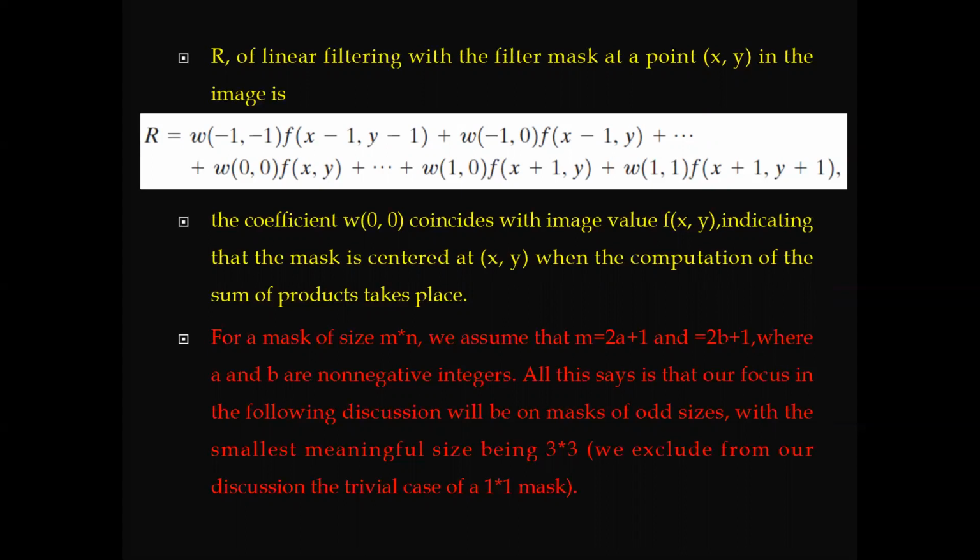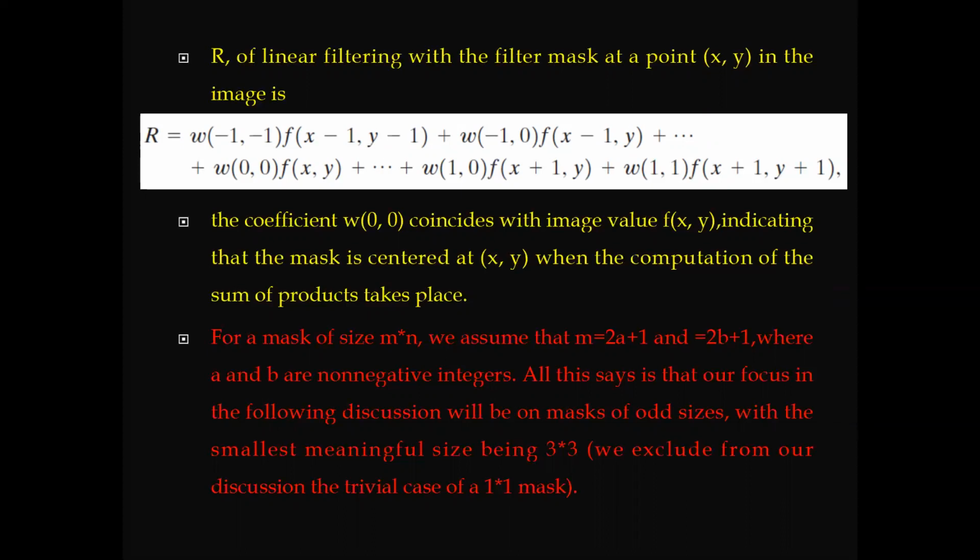For a mask of size m by n, we assumed m as 2a plus 1 and n as 2b plus 1, where a and b are non-negative integer constants. So all this says is that the following discussion will be on masks of odd sizes, with the smallest meaningful size being 3 by 3. We exclude from our discussion the trivial case of the 1 by 1 mask.